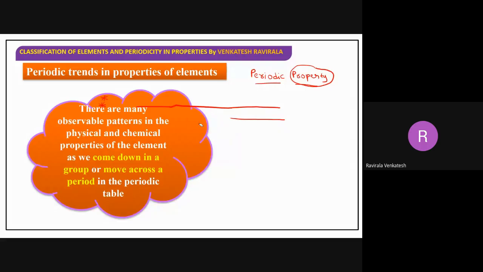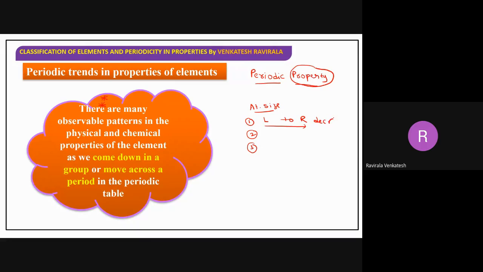Number of observable patterns in physical and chemical properties of the elements as we come down a group or move across a period. For example, if you see the atomic size, generally atomic size in the first period or second period or third period, any period, if you observe left to right, it will always what happen?